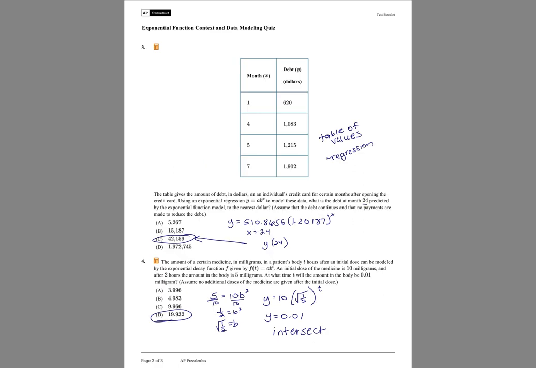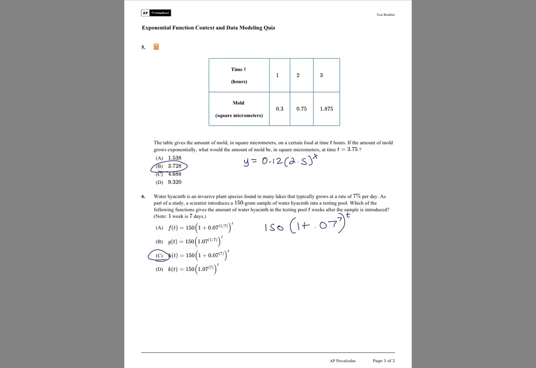Okay, 3 was your table, and you had to come up with your regression, and then you had to find y of 24. 4, you're looking for where they intersect. So these were pretty similar to the ones that we did on notes. Okay, and then 5. Again, regression, you come up with a model and it wanted t at 3.75.